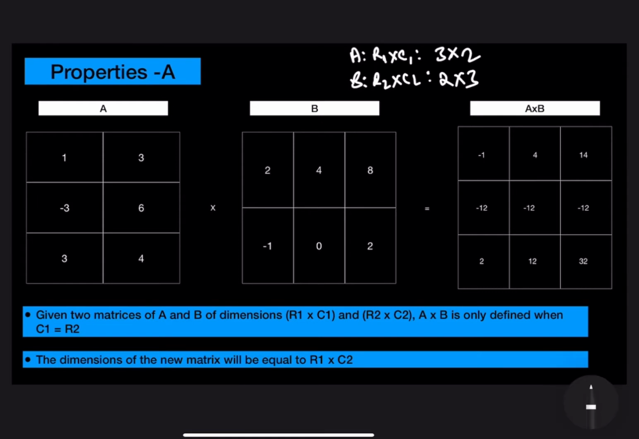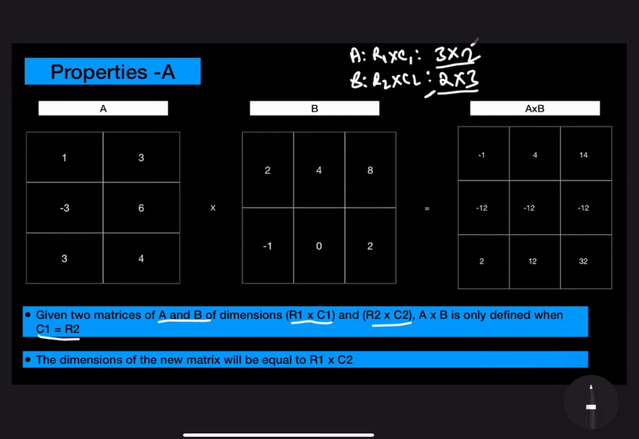In this case, we are given two matrices A and B. The dimension of matrix A is 3 cross 2 and dimension of matrix B is 2 cross 3. So the first property suggests that given two matrices A and B of dimensions R1 cross C1 and R2 cross C2, A cross B is only defined if C1 is equal to R2. For example, in this case, C1 is equal to 2 and R2 is equal to 2. So since C1 is equal to R2, the matrix multiplication A cross B is defined.